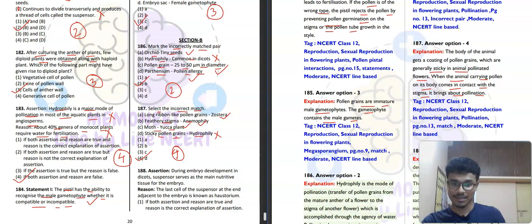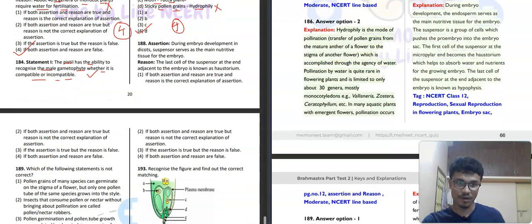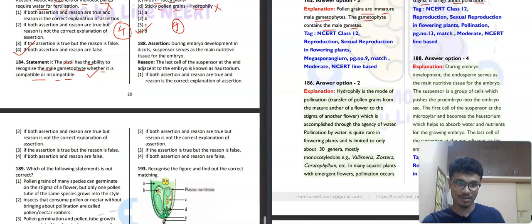So now the next question is 188, an assertion-reason type of question. You can see how many assertion-reason questions there are. It is saying that during embryo development in dicots, the suspensor serves as the main nutritive tissue for the embryo, and the reason is also given: the last cell of the suspensor at the end adjacent to the embryo is known as haustorium. So during embryo development, the endosperm serves as the main nutritive tissue for the embryo.